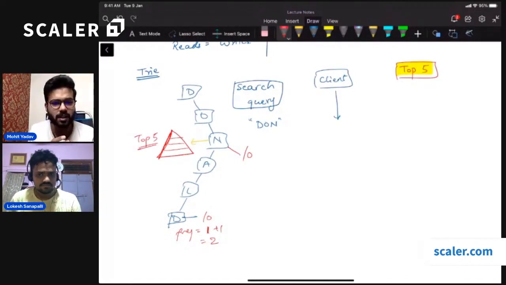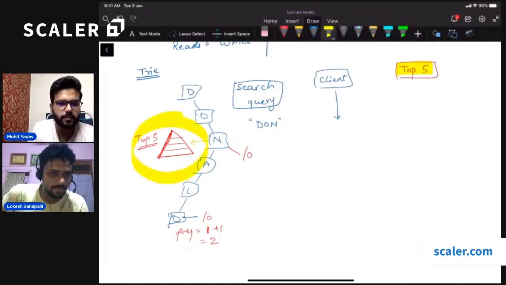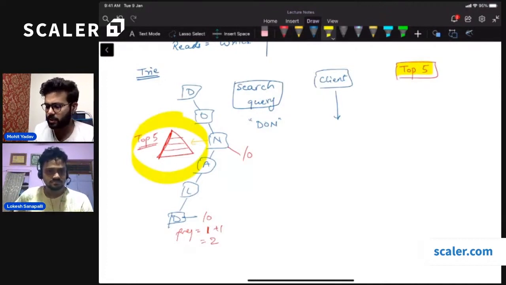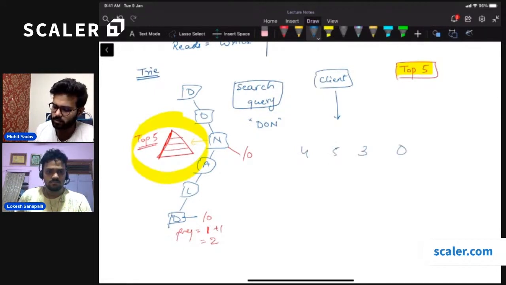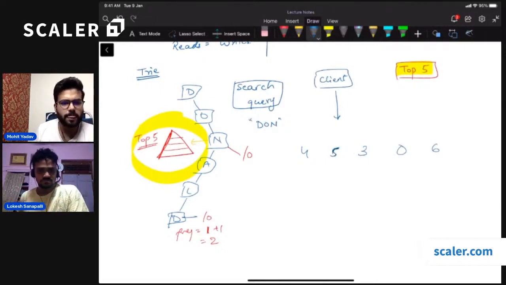So we were discussing that. You said we'll have a max heap over here, right? Do you see a problem in that? I'll give you some numbers. Let's say these are the numbers: 4, 5, 3, 0, 6, 3, 6. And let's suppose you want to find the top three elements. So try building a heap.